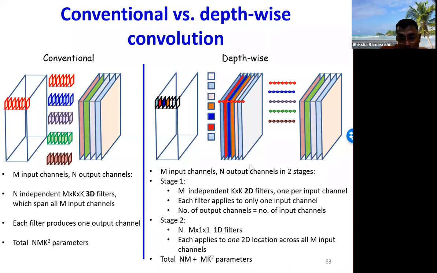Also, because now the convolutions are only performed once, this depth-wise convolution is going to be n times faster than a regular convolution. So depth-wise convolutions are actually quite popular when you want to make your model smaller and faster.